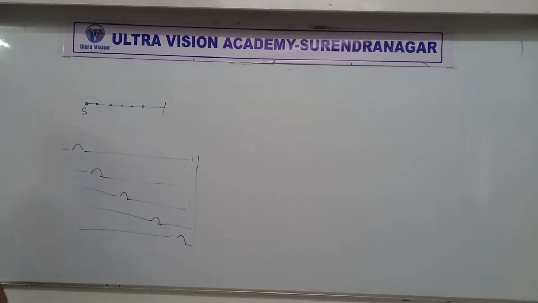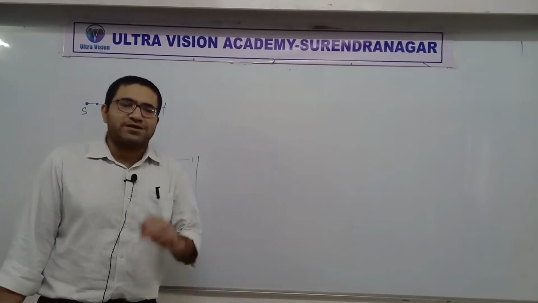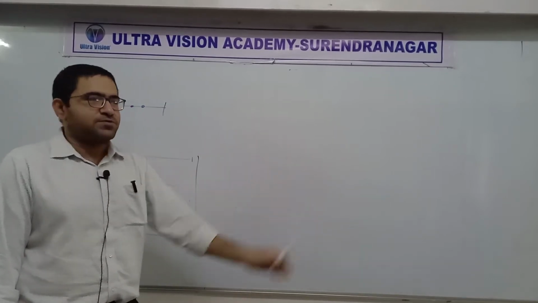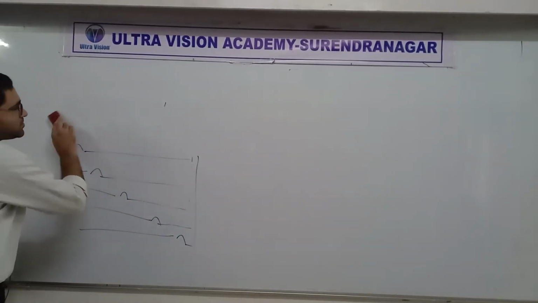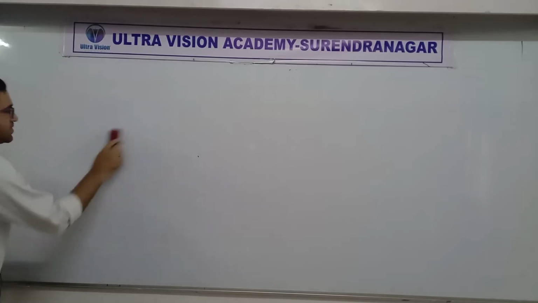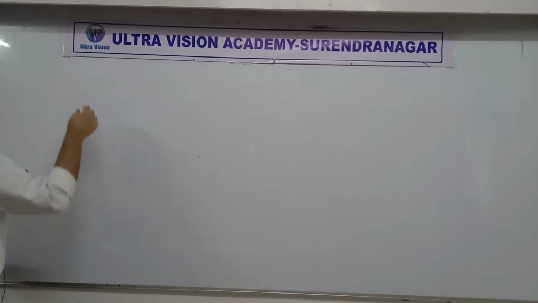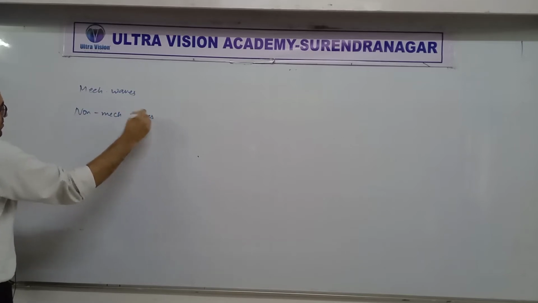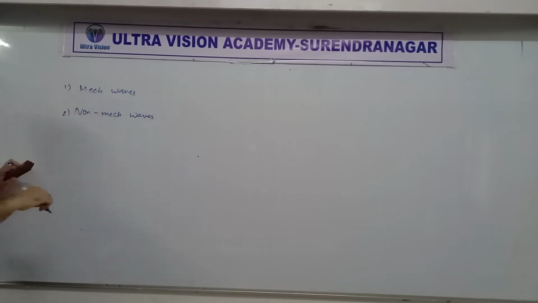So wave is a disturbance. Wave is a disturbance where energy is transferred from one point to another point. So the disturbance travels from one point to the other one. Okay. So we were talking about the types or classifications of waves. Therein we mentioned mechanical waves and non-mechanical waves. So these are two ways to classify. Then further, there are two more ways to classify the waves. Listen to this carefully.